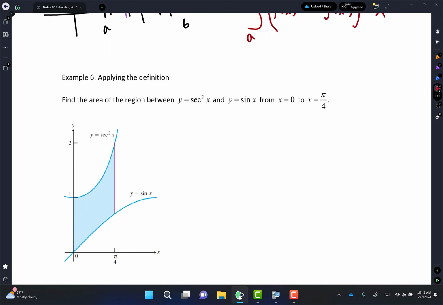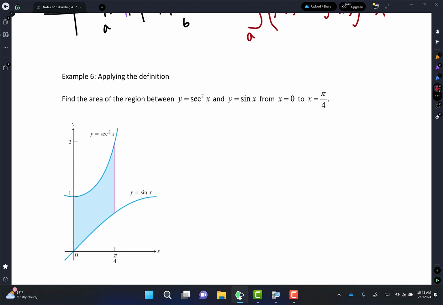Ready for this? We're going to go slow. Look, I have a curve. This is coming from your Demana text, a textbook that we have here in our school district. So I have a curve and another curve and I want the area in between, from 0 to pi over 4. So I'm going to write the integral with lower limit 0 and upper limit pi over 4.